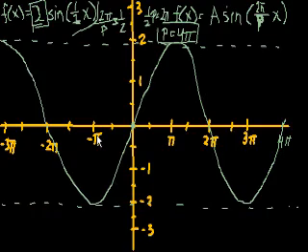And notice the period here, you could draw it from here to here. This distance is 4 pi. That's how long it takes for the function to repeat or to go through one cycle.